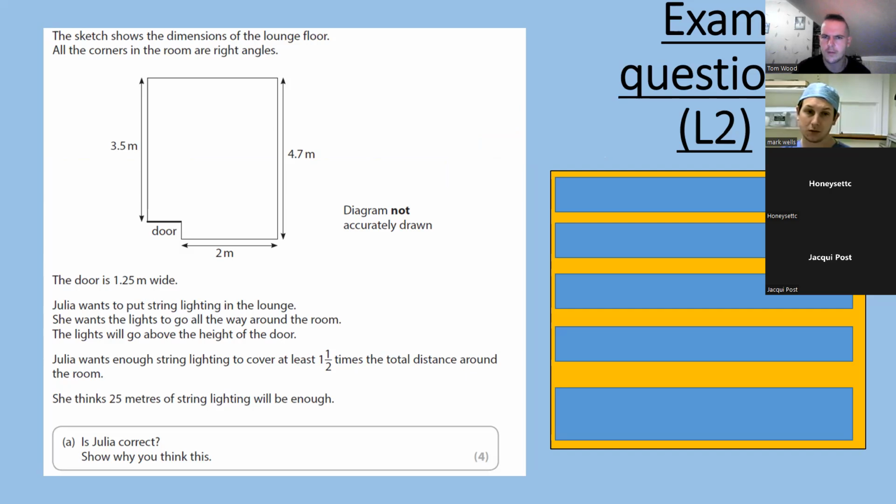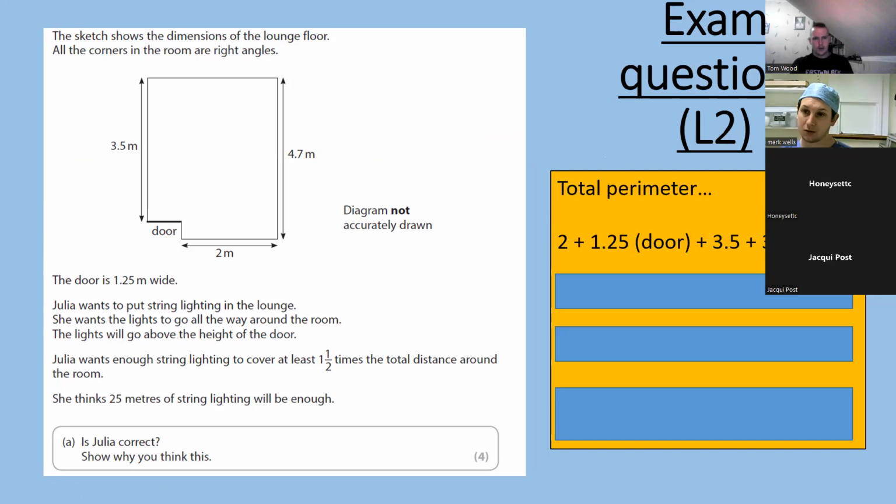In regards to the perimeter, it's 2 meters along the bottom, and then it's the door, which is 1.25. We've got 3.5 up this wall, 4.7 here, and then the top length as well, which is 3.5. So in total it should be 14.7. Is that what you'd said? Yeah. Awesome. That's already going to get you a couple of the marks there. That's brilliant.